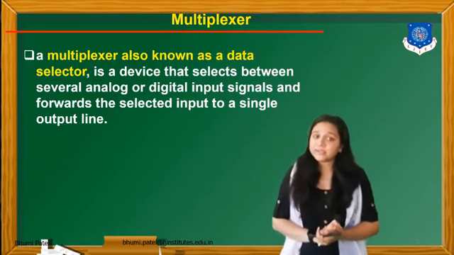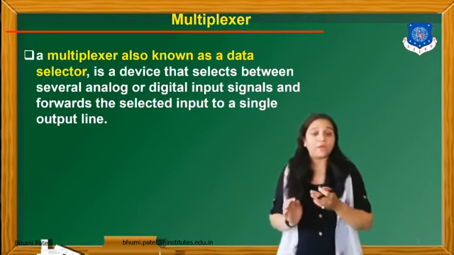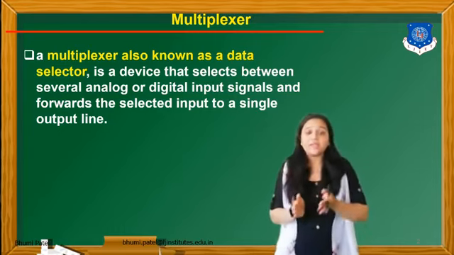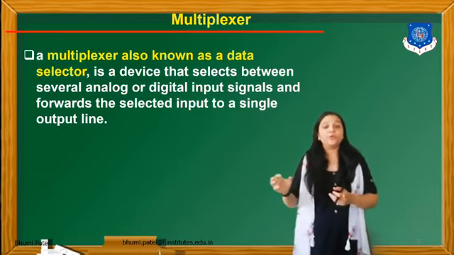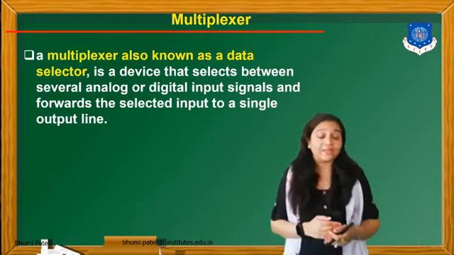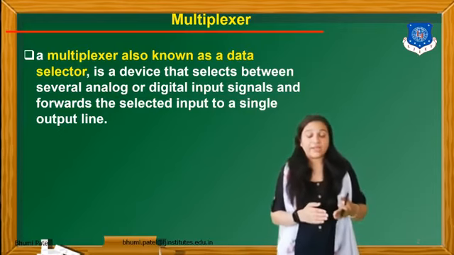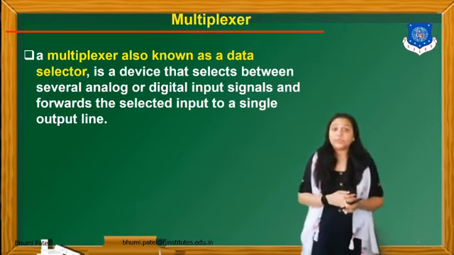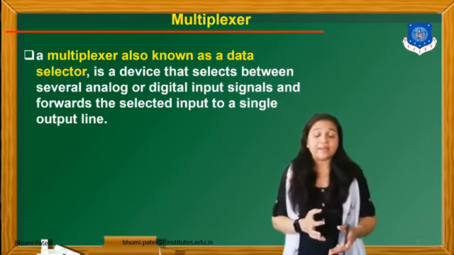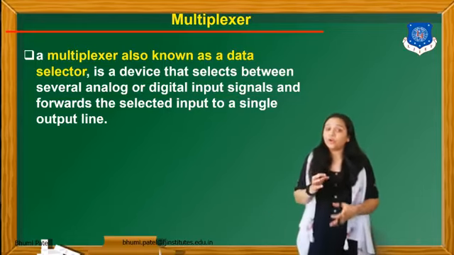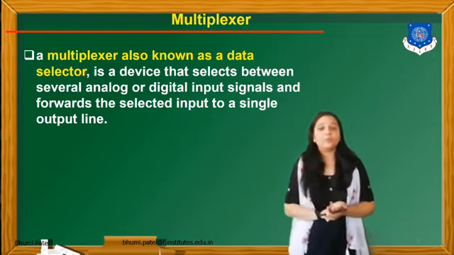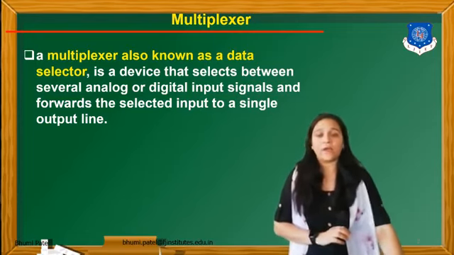As we discussed in chapter number 2, the analog module, the input module and the output module, whenever the data is going from the input to the output module, it is converted into different modules like module 2, module 4, module 8 and module 16. So the multiplexer is a type of data selector that selects the input signal from analog or digital, and then forwards the selected input to the single output line.